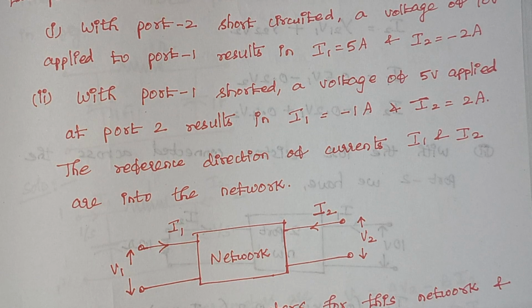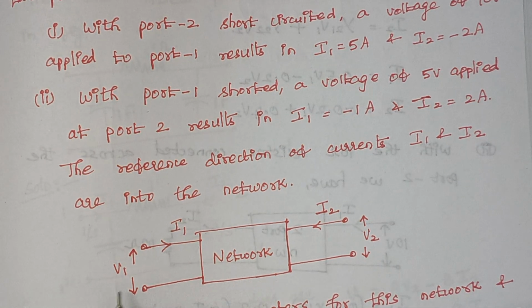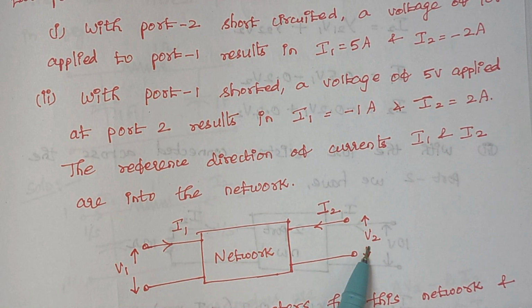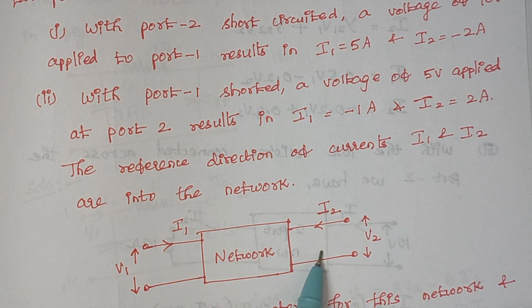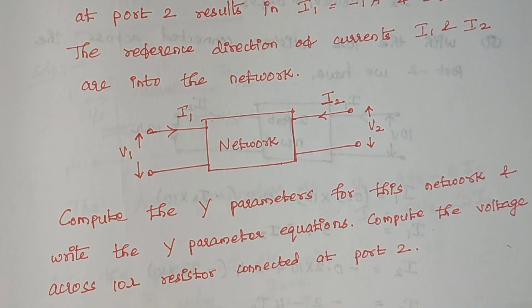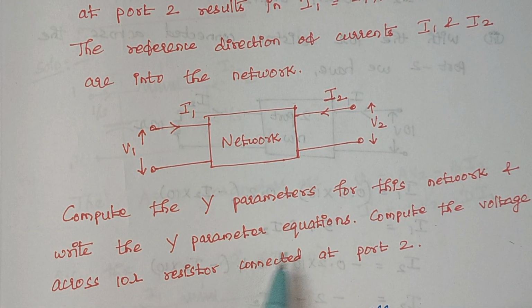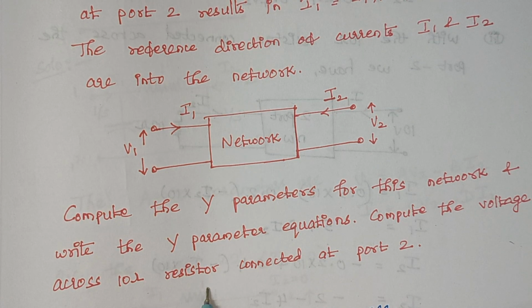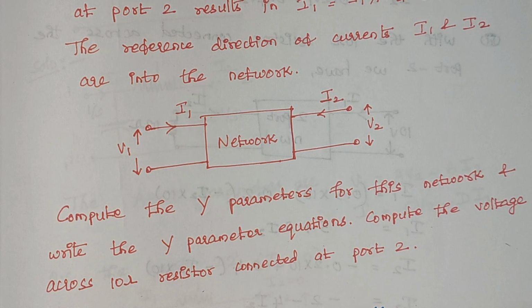So this is the given network and here this is our V1 and this is our V2, and I1 and I2 are the respective currents at the input port and the output port. So compute the Y parameters for this network and write the Y parameter equations. Compute the voltage across the 10 ohm resistor connected at port 2.